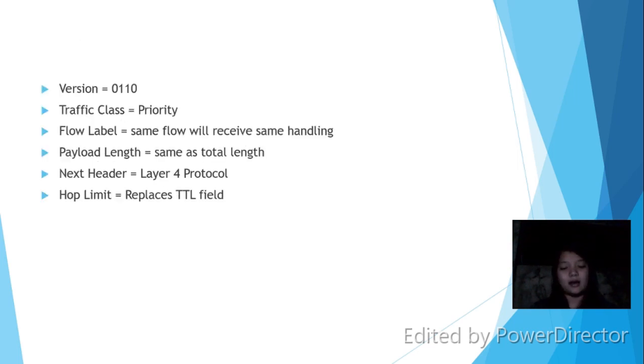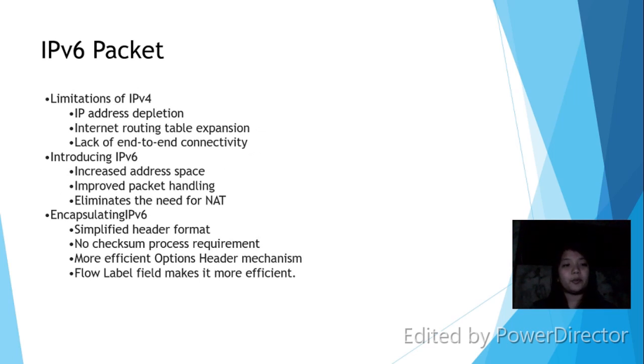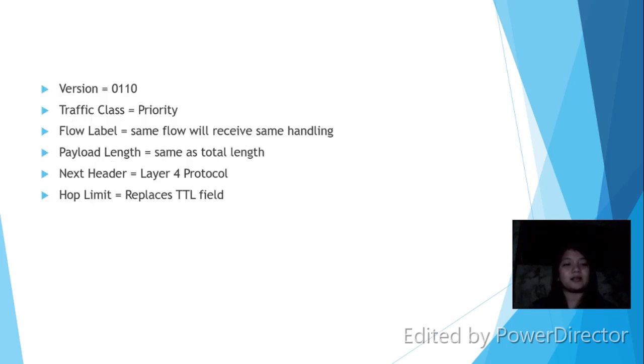Version. This is for IPv6. The version is 0110, while in IPv4 it is 0100. Then the traffic class, this is the priority. The flow label means the same flow will receive the same handling. Payload length is the same as total length. Next header is equal to the layer 4 protocol, then the hop limit replaces the TTL field.